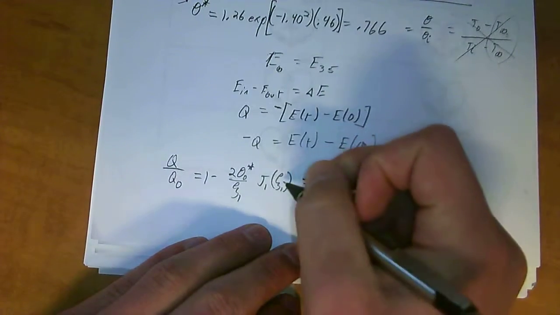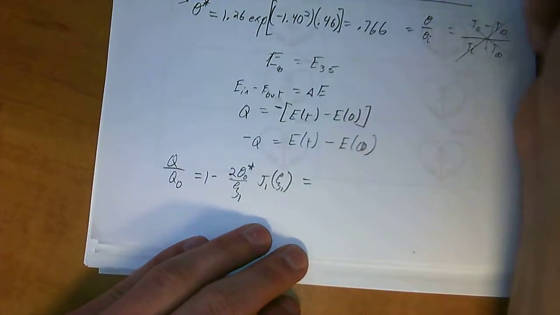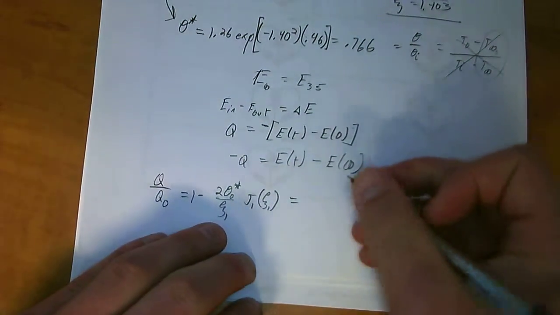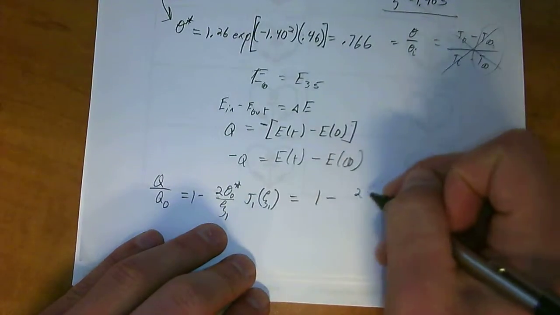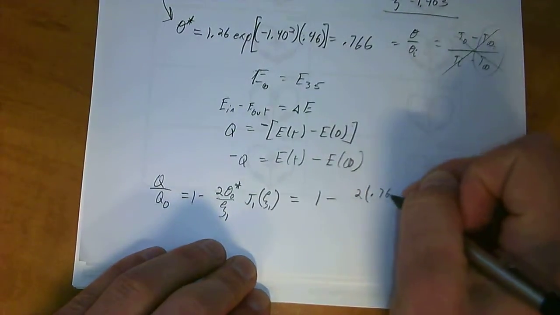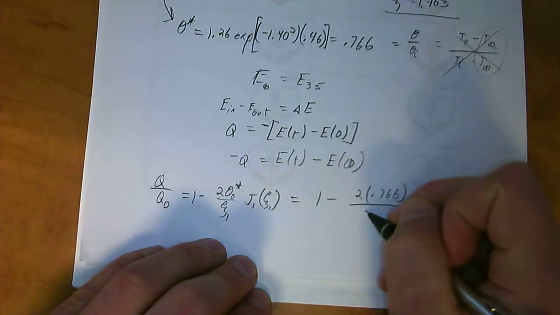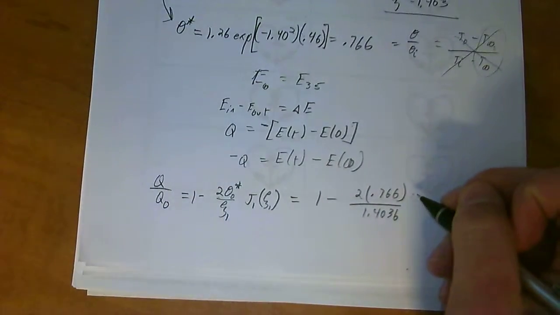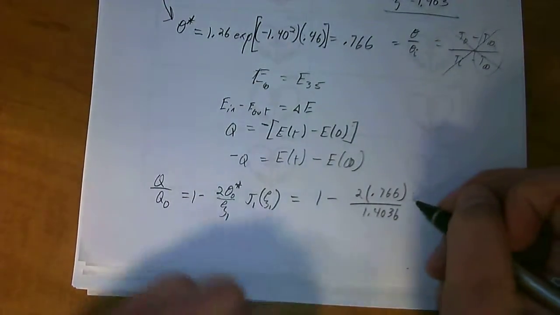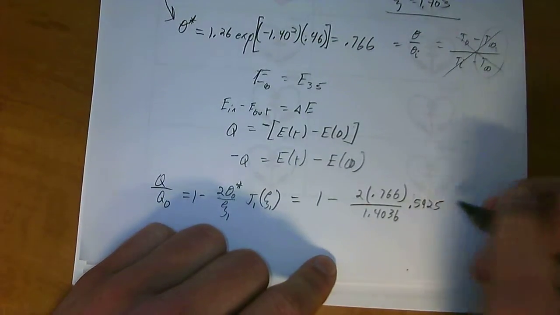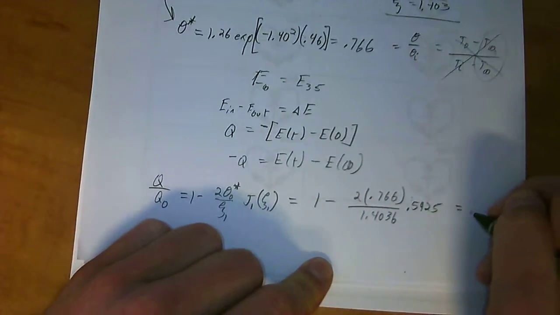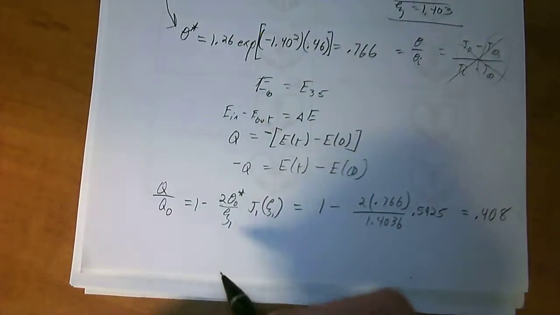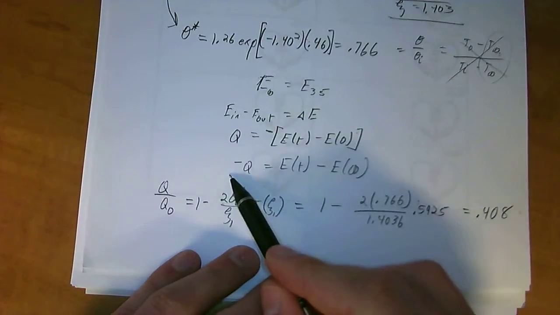So if you fill this out, this theta and this theta are all from up here, so you still use this theta. You'll end up with this equaling 1 minus 2 times 0.766 all over 1.4036, and then J1 of that is going to equal 0.5425 from the table. So this is all going to equal 0.408. Okay, so we've got Q over Q naught now. So now, going back to our energy balance, this is what we're shooting for.